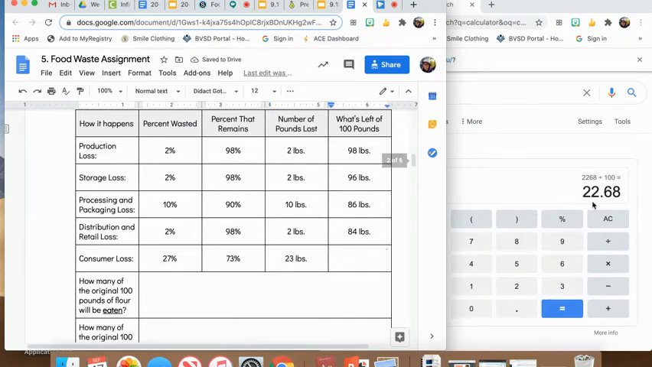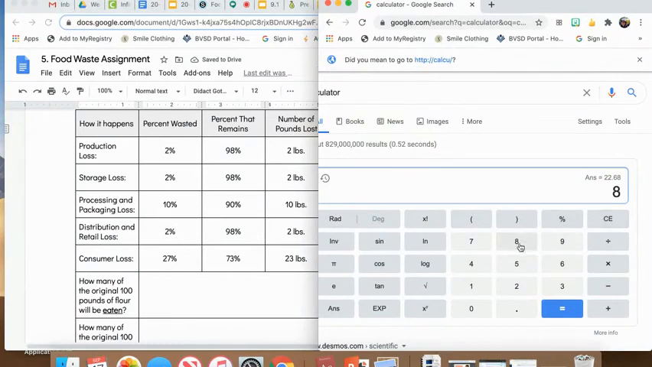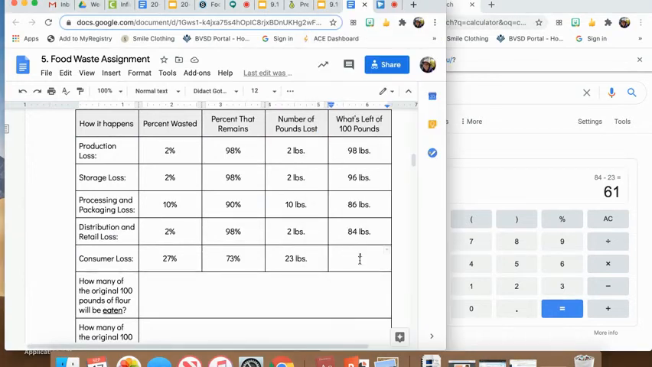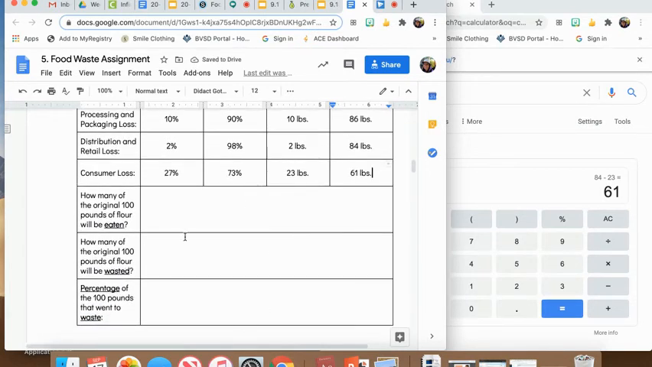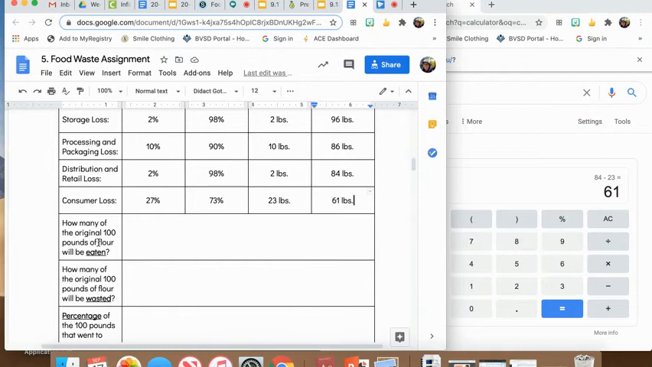Okay, and then 84 minus 23, I'm going to do this in the calculator just to be super accurate, is 61 pounds. So that's how much is left over. And we'd be done with that part. Then there's just 3 questions here we got to fill out. So how many of the original 100 pounds of flour will be eaten? Well, this is what was left over at the very end. So that means only 61 pounds will be eaten.